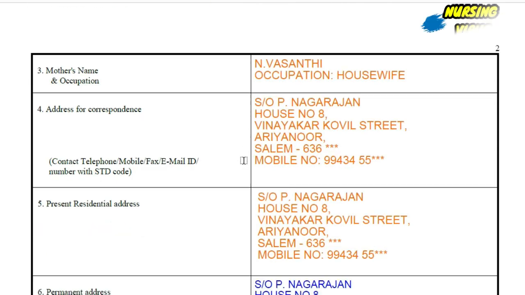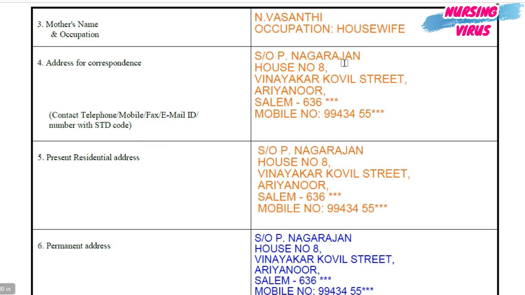And the third one, the mother's details, just your mother's name and occupation you can write. And the fourth one, address for correspondence, then the fifth column and sixth column, according to your living address and correspondence address you can write. Suppose you are working in a different place, the correspondence address can vary, and your resident and permanent address, you can write according to your permanent residential address.